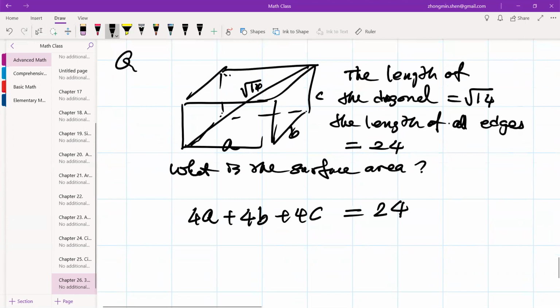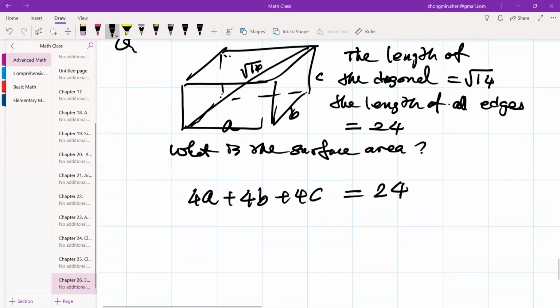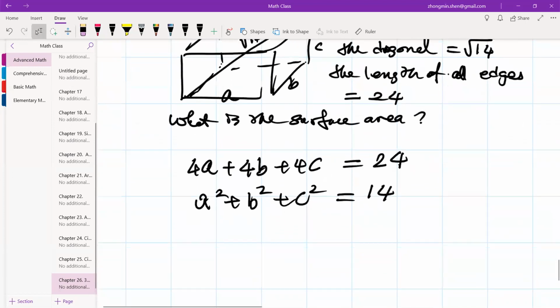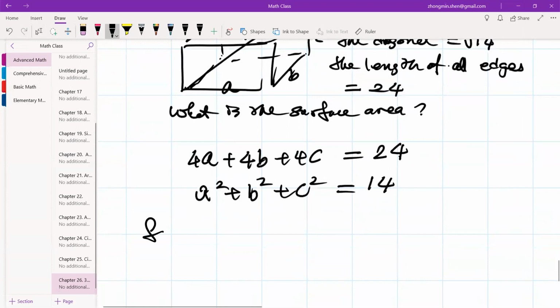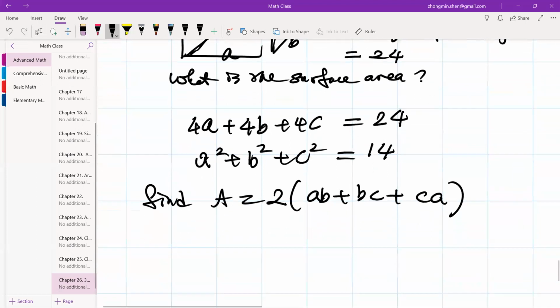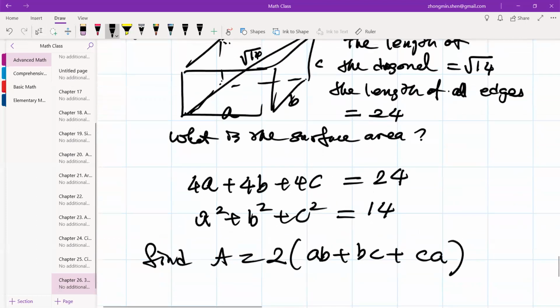This will become an algebraic problem. And then A squared plus B squared plus C squared equals 14. What do we want to find out? We want to find twice of AB, BC, CA. So this becomes an algebra problem, right?